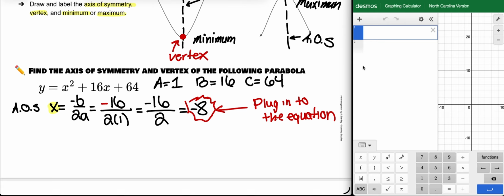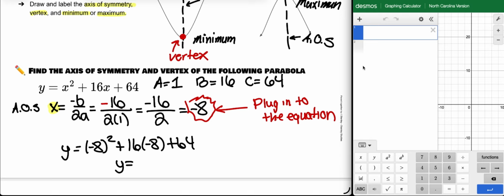All right, so if we start filling in the equation that we got, it started out with an x squared. Now x is negative 8. So I'm going to put negative 8, parentheses with a little 2, put my plus sign, 16, and right beside the 16 was an x, but x is negative 8. So I'm going to put parentheses, negative 8, plus 64. All right, now once we solve all of that, we will have the y value that we need to make our vertex.